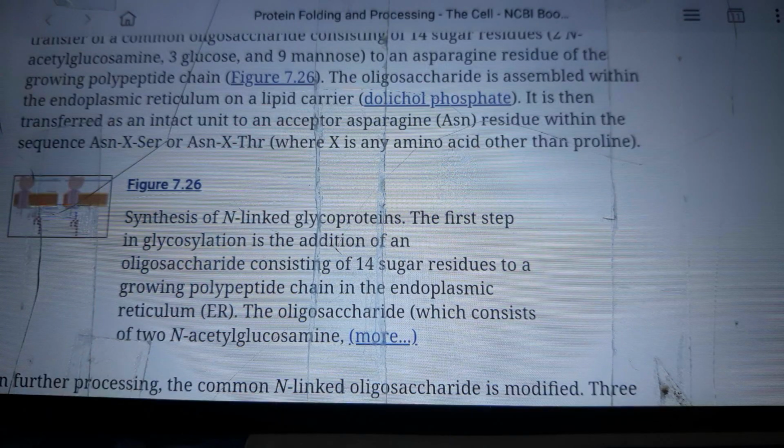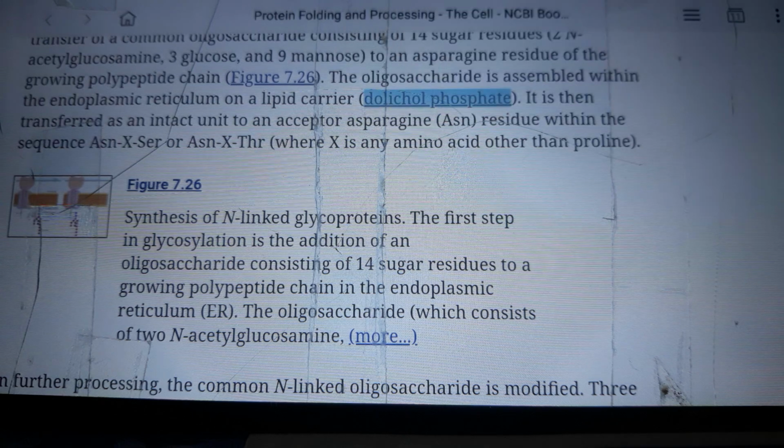As seen on figure 7.26, the oligosaccharide is assembled within the endoplasmic reticulum on a lipid carrier, dolichol phosphate. It is then transferred as an intact unit to an acceptor asparagine residue within the sequence Asn-X-Ser or Asn-X-Thr, where X is an amino acid other than proline.